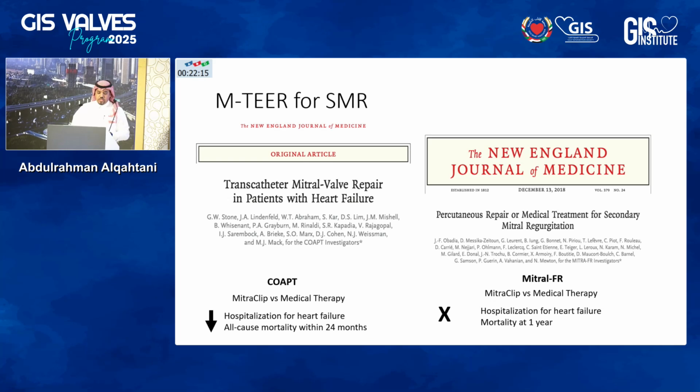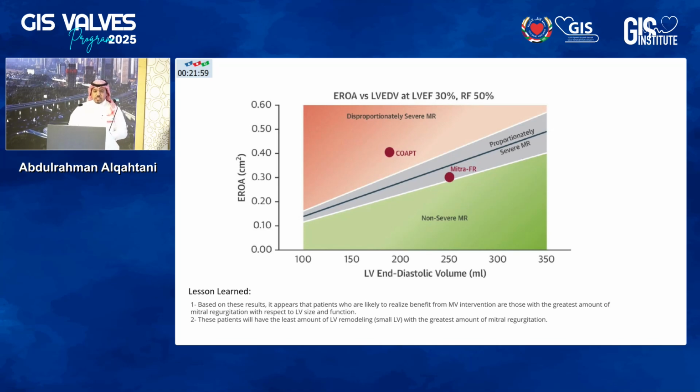The COAPT trial showed that mitral clip versus medical therapy reduced hospitalization for heart failure and all-cause mortality within 24 months. Unlike COAPT, MITRA-FR did not show the same result, and the reason for that is they chose different pathologies. Patients in the COAPT trial mostly had severe MR, but the LV remodeling was not as bad, while in MITRA-FR, they had less severe MR, but the LV was very dilated. And that's why they got different results, and that determines which patients actually benefit from TEER.